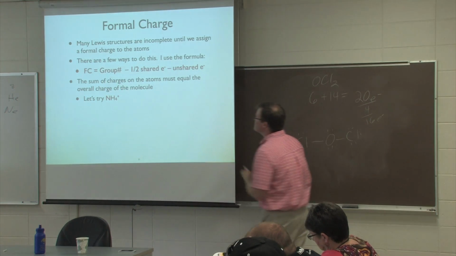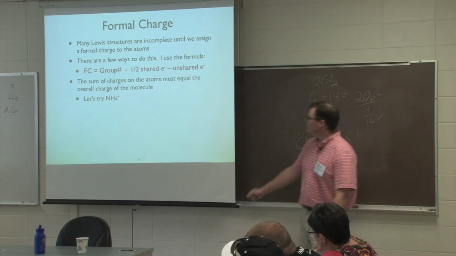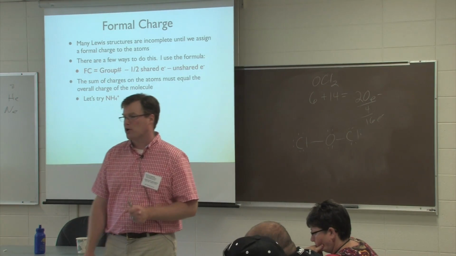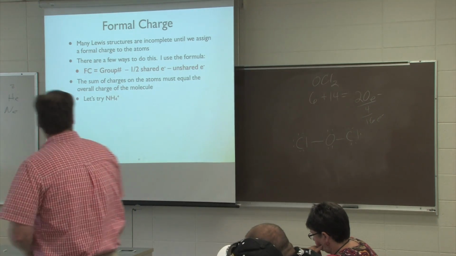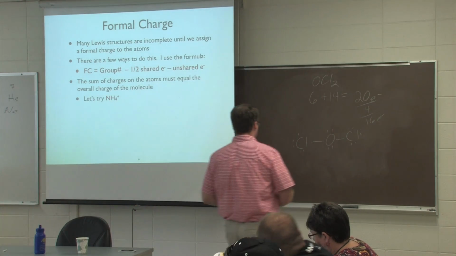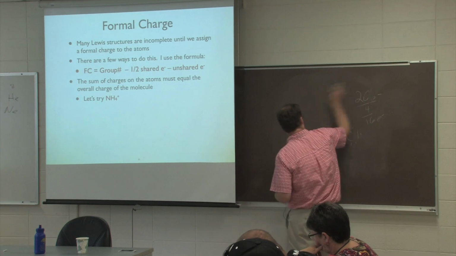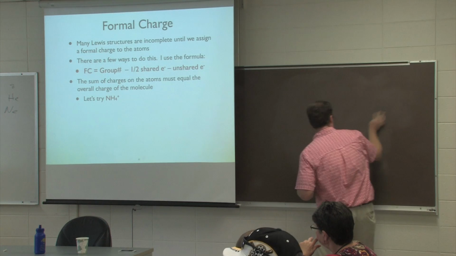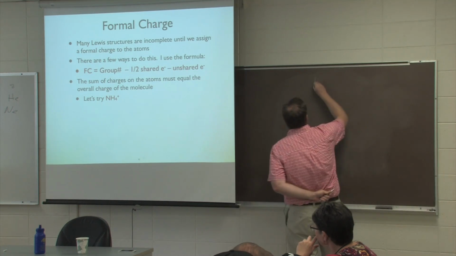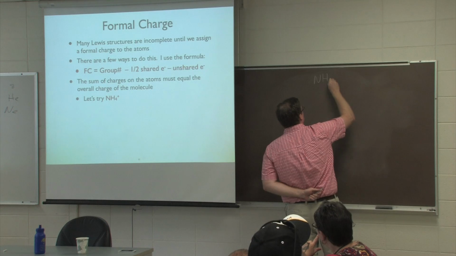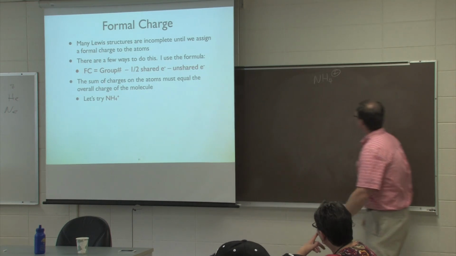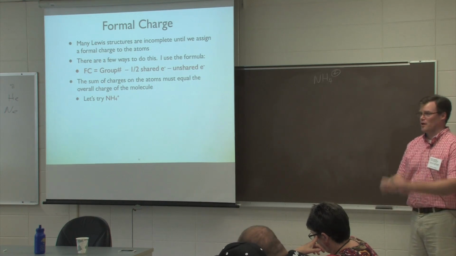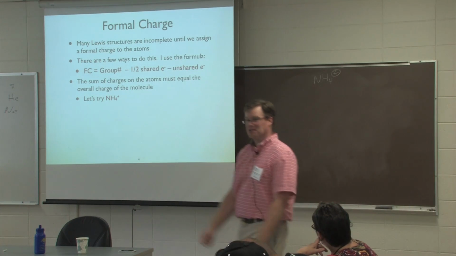If we're doing an ion, or even a neutral molecule, the sum of the charges on the atoms must equal the overall charge of the molecule. So let's try ammonium, NH4, positive. You can draw a circle around your positive sign, or you don't have to draw anything around it. You can draw a square if you want. It doesn't really matter. I like to draw circles around my positive sign.